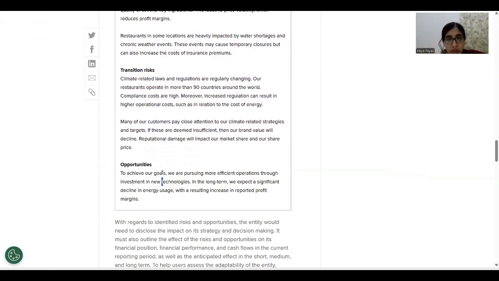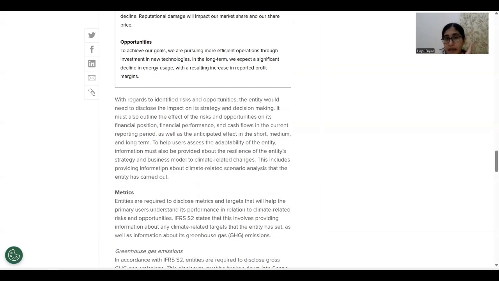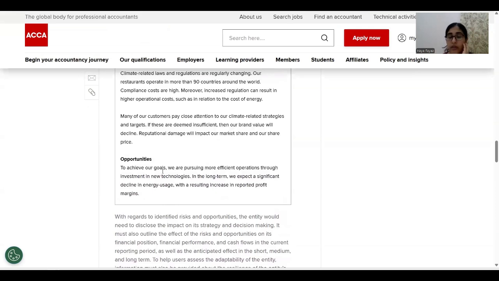So similarly, transition risks also, you're trying to say that laws are regularly changing, compliance costs are high. You don't have to write why the laws are changing. You can just say this is a law that's being applied across the world, across the industry. And if you do not meet them, you are going to lose your brand value, and at the same time, that will impact the market share, market price. You can mention micro, how it will affect macro, how it will affect against competitors and so on.